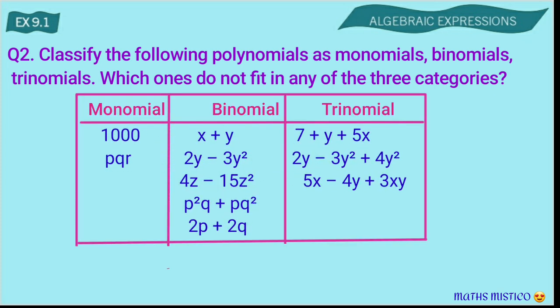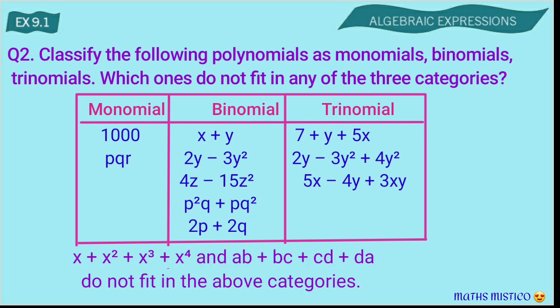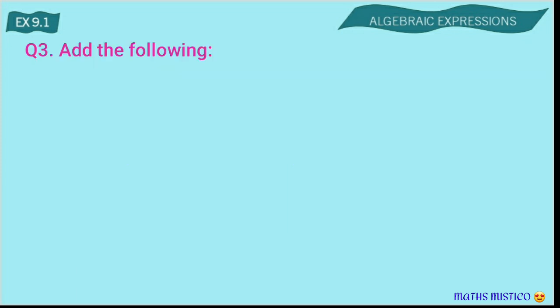Let's see what you have done. Very good. Children, note that 1000 is also a polynomial. A polynomial may not contain a variable. It's a monomial. Did you notice that x plus x square plus x cube plus x power 4 has 4 terms? And same is the case with ab plus bc plus cd plus da. So they do not fit in any of the above categories.